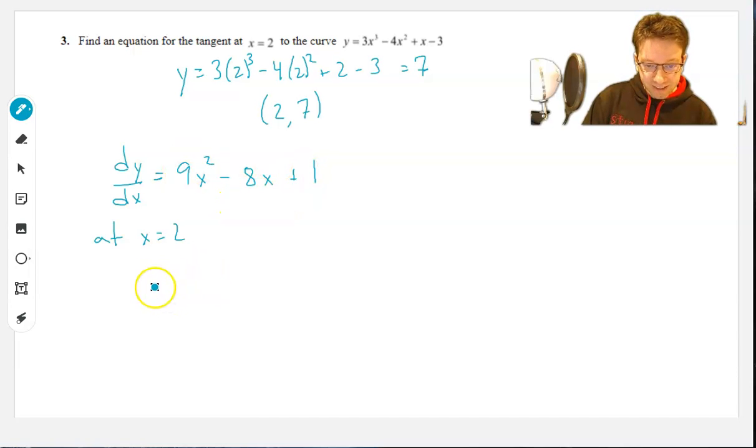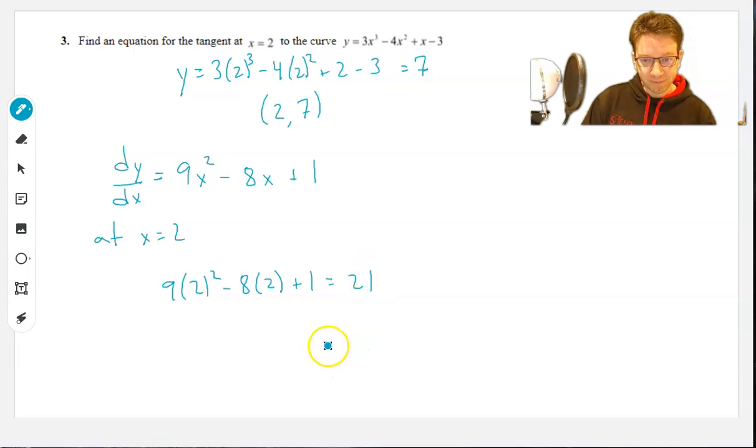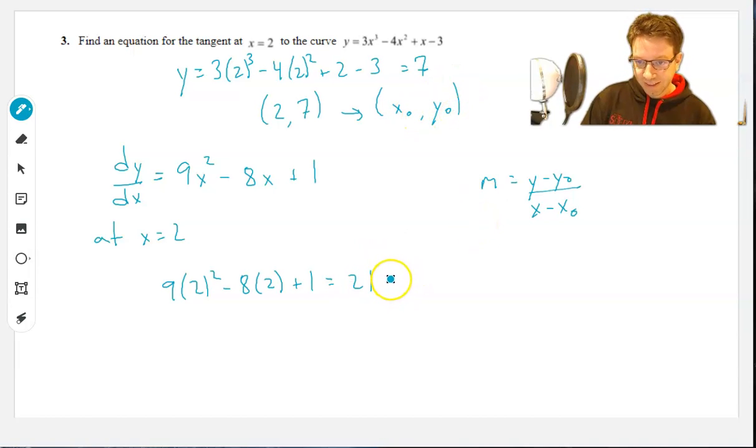Okay, and now at x equals 2, we can find the slope of that tangent at x equals 2 by finding out what the derivative is when x is 2. So substitute 2 in for x, and we get 21. So now you just use the slope equation for a tangent where m equals (y minus y naught) over (x minus x naught), where these are your points, x naught and y naught, and this is m. So we get 21 equals (y minus 7) over (x minus 2).